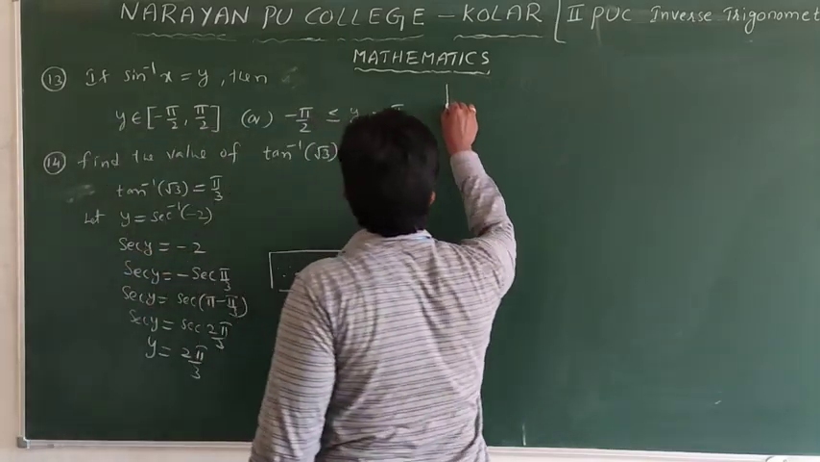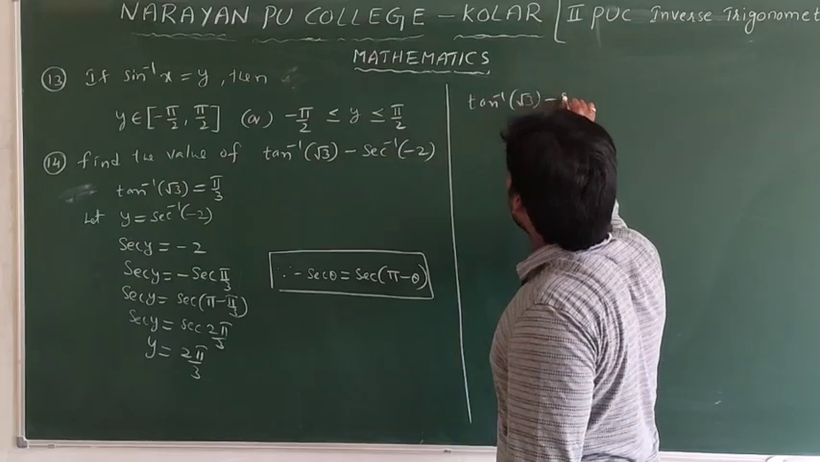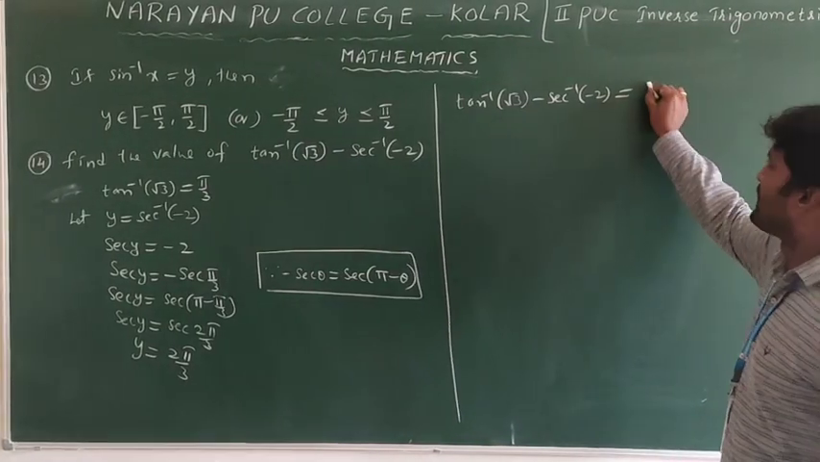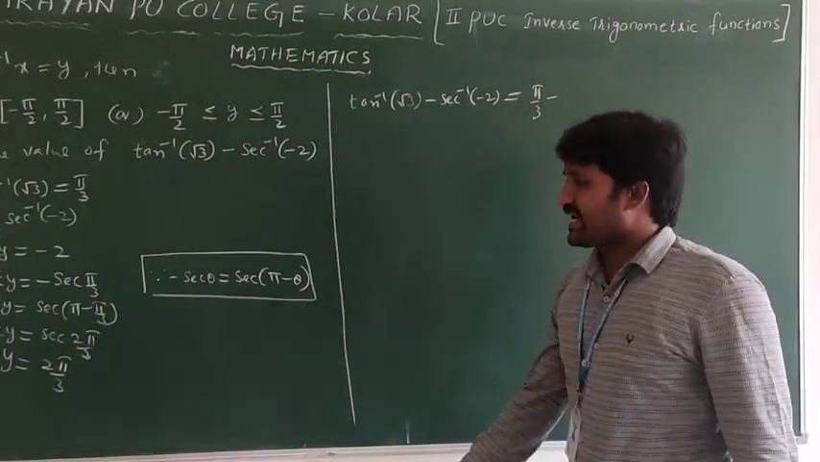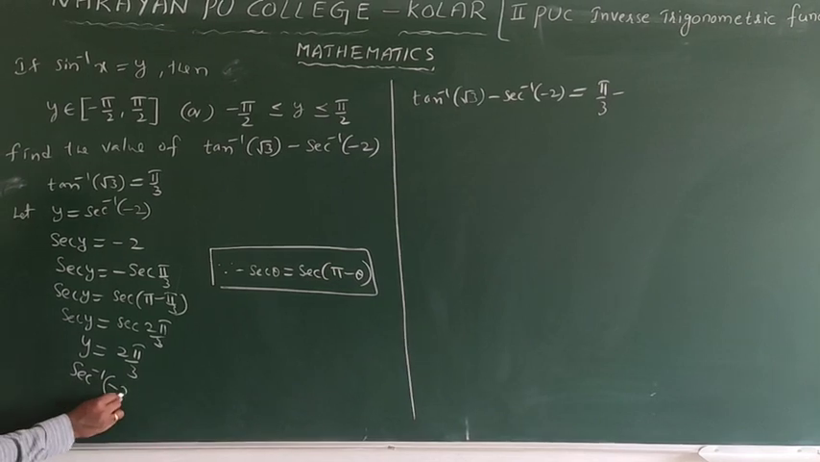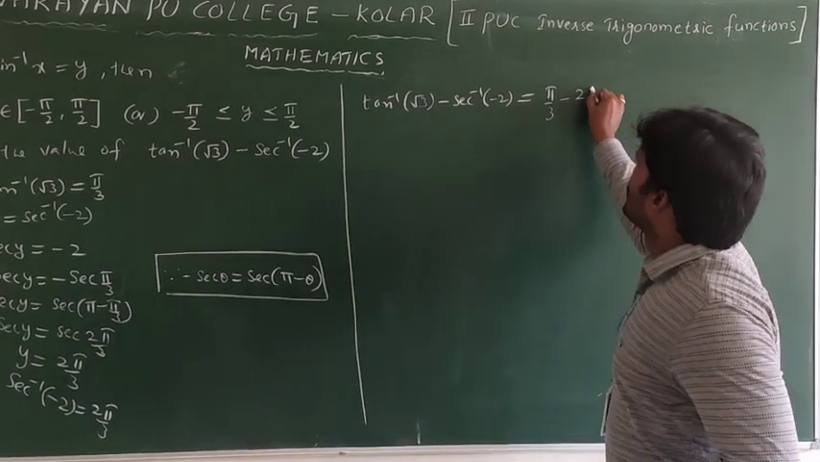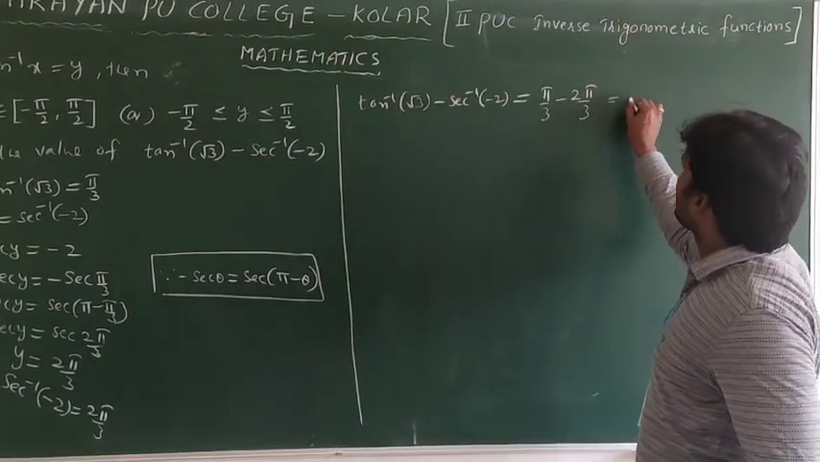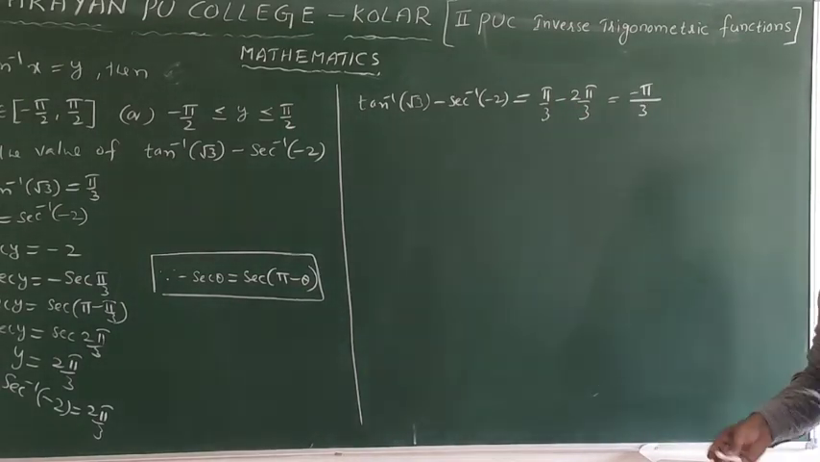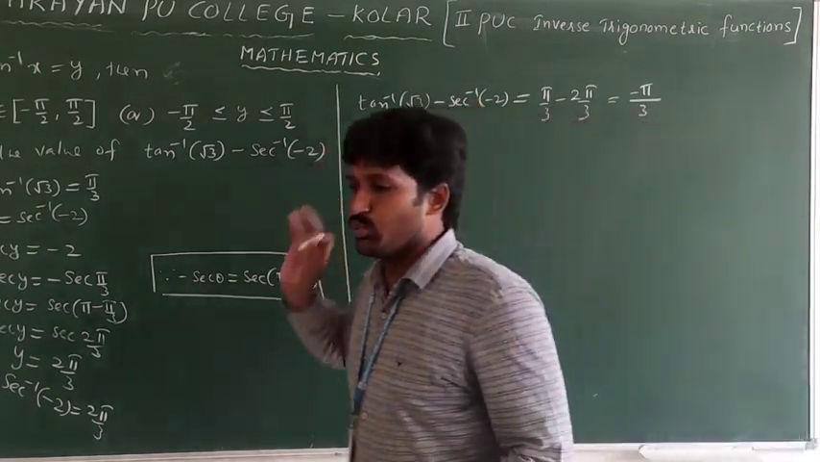Now from this we can find the value of the given term, tan inverse of root 3 minus secant inverse of minus 2. Tan inverse of root 3 is clearly pi by 3, minus secant inverse of minus 2, which equals 2 pi by 3. The LCM is 3 only. Pi minus 2 pi is minus pi. So minus pi by 3 is the value of tan inverse of root 3 minus secant inverse of minus 2.